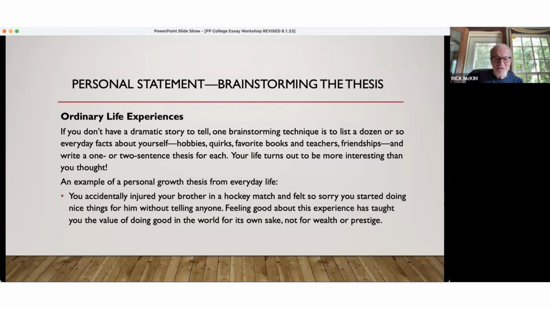So there's a simple example of how an ordinary life incident that doesn't seem to have any special significance at all, and certainly no traumatic experience, still develops into a broad and meaningful lesson about the world in general and about yourself and your place in it. So there's lots of good stuff hidden in these ordinary life experiences that you'll be surprised at how interesting your life can be once you start thinking about it.